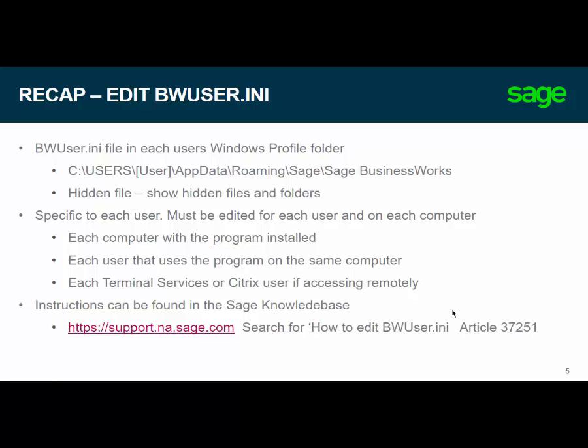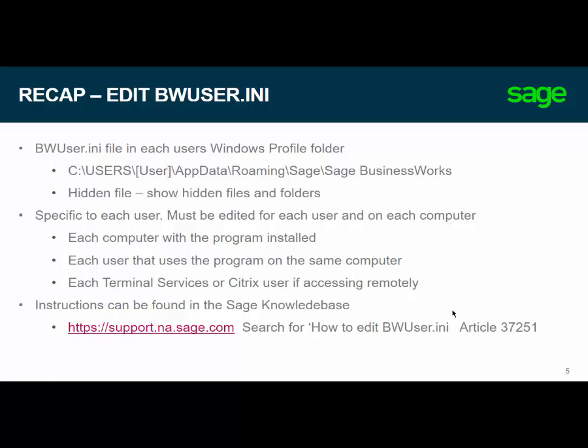The BWUSER.INI file is located in each user's Windows profile folder. So that's located by browsing out to your C drive, under the Users folder, find your Windows User folder, open it up, open the folder called App Data, then Roaming, then Sage BusinessWorks. Inside that folder you will find the BWUSER.INI file. Now remember, the App Data folder is a hidden folder, so you want to make sure that you are showing hidden files and folders if you're not seeing the App Data folder.